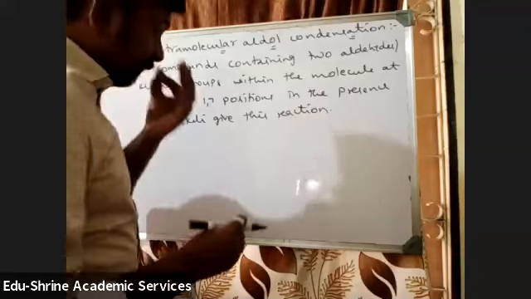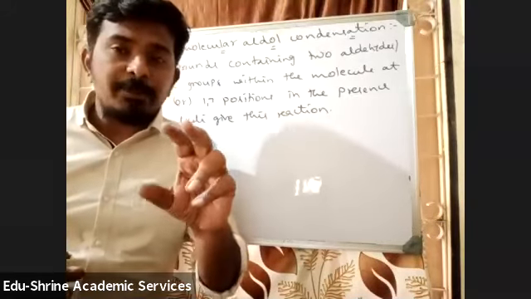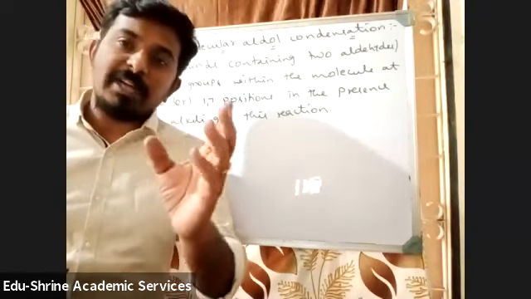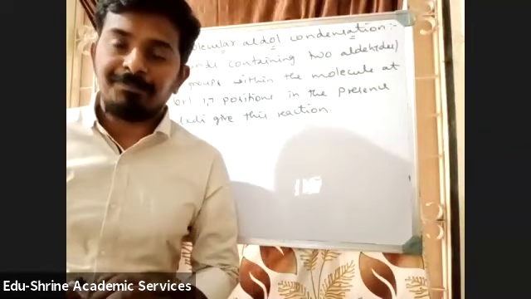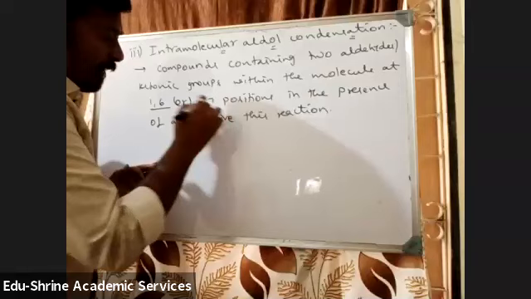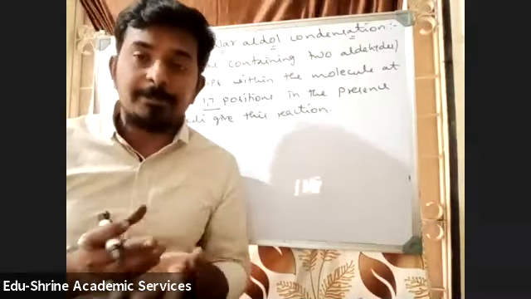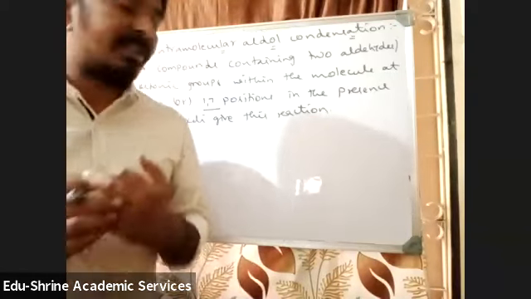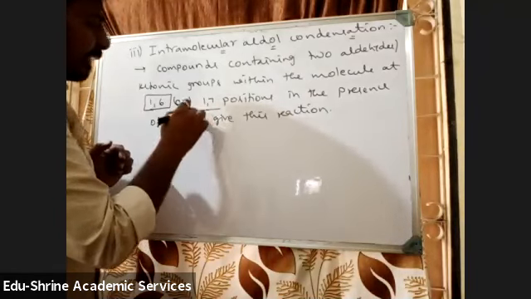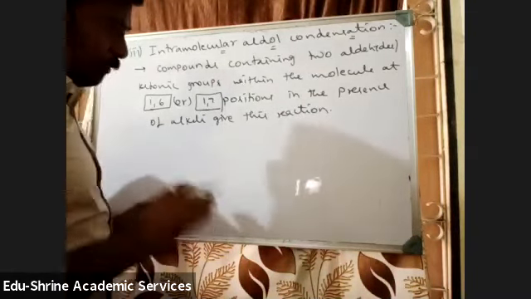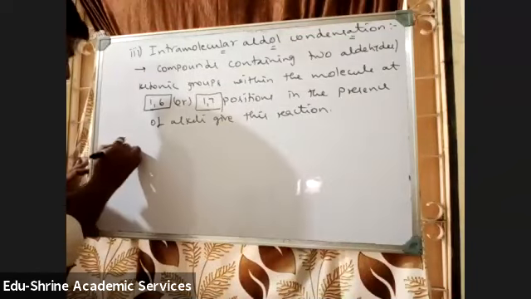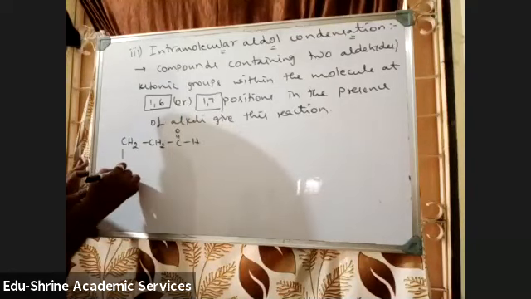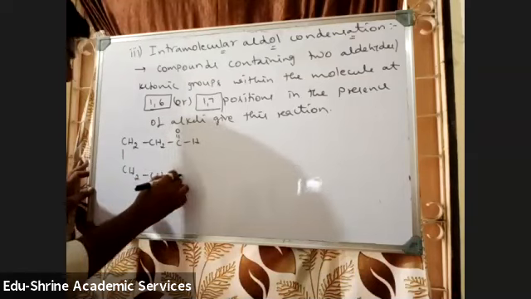So the condition here is there must be either two aldehyde groups or two ketonic groups, or one aldehyde and one ketonic group. Anything can be present, but they must be present in the same compound. At which positions? At 1,6 or 1,7 positions, because they are going to form a ring. We know that a 6-membered or 7-membered ring will be highly stable, right? So that's why preferably only 1,6 or 1,7 positions can undergo this. One example I'll use, students. First listen, later you can write. CH2, CH2, C double bond O, H. CH2, CH2, C double bond O, H.